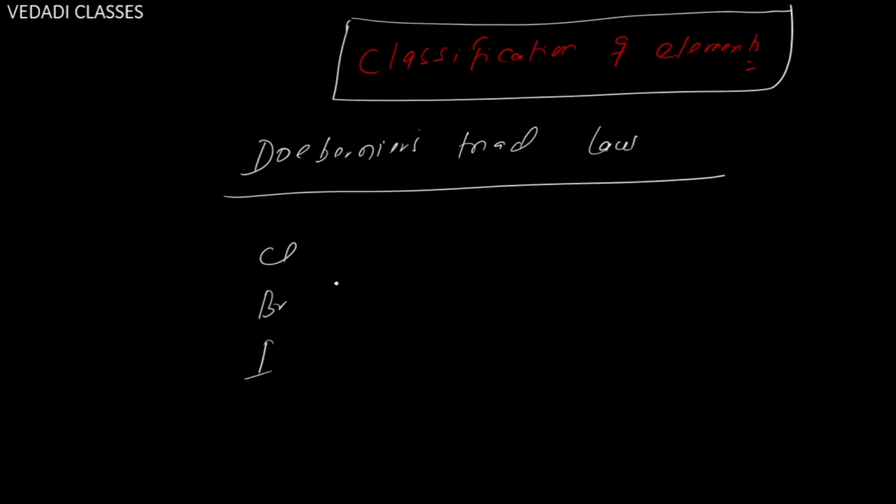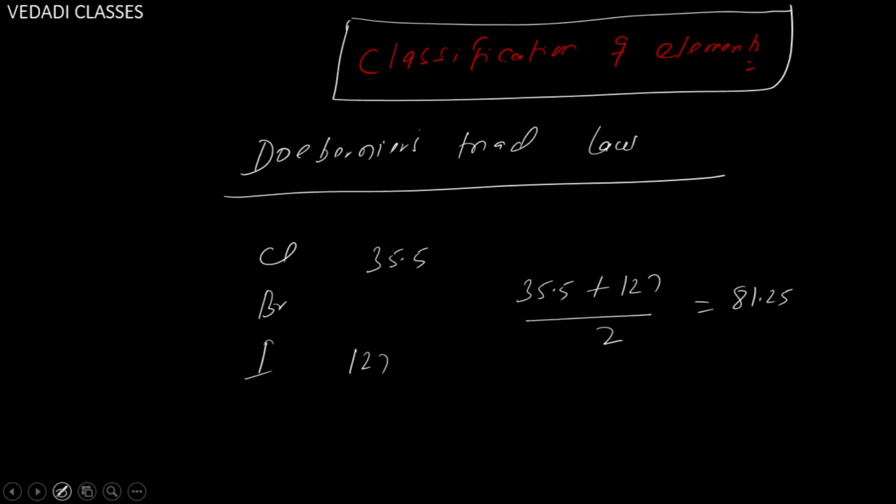The atomic mass of chlorine is 35.5 and the atomic mass of iodine is 127. When we take the arithmetic mean of these, it is 35.5 plus 127 divided by 2, which comes to about 81.25. And the atomic mass of bromine, the middle one, is found to be around 80. So this is approximately the same. So this is the Dobereiner's triad law.